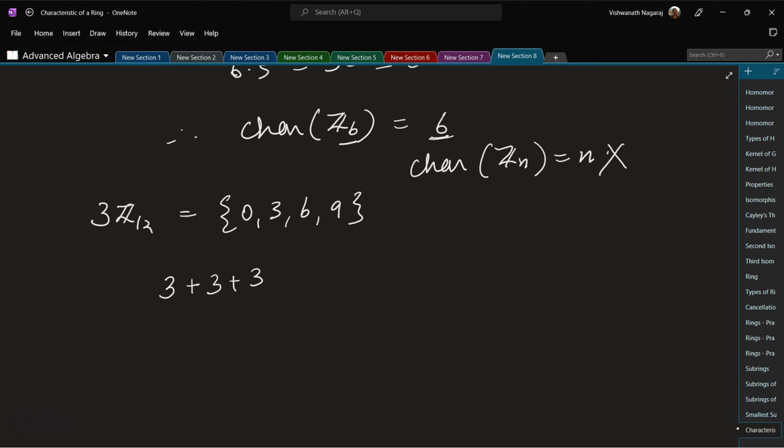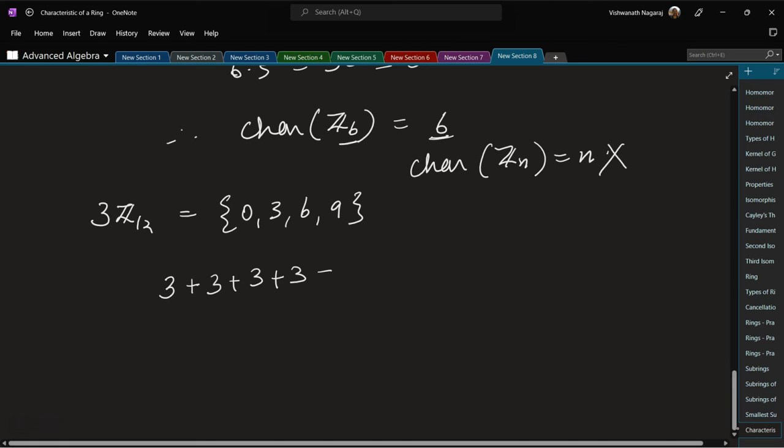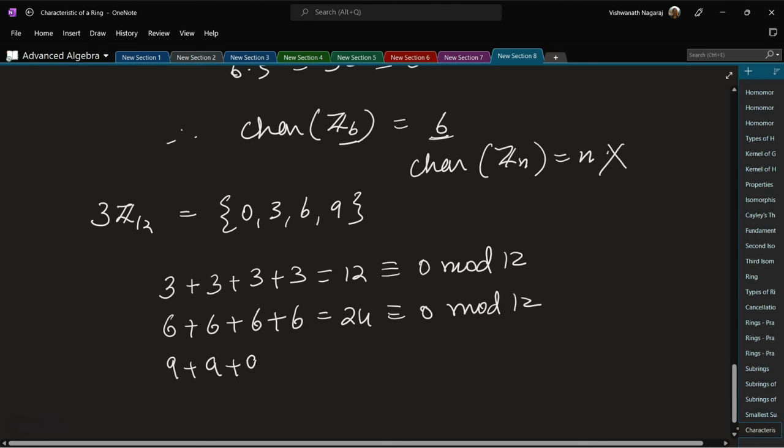So it is not 0. Plus 3. So now we have 12 mod 12, which is equal to 0. Or rather, I should write it as 4 times 3 is equal to 12, which is congruent to 0 mod 12. Let's verify it. 6 plus 6 plus 6 plus 6, 6 fours 24, which is again 0 mod 12. 9 plus 9 plus 9 plus 9, 9 fours 36, which is again 0 mod 12. So here, in this case, the characteristic is equal to 4.